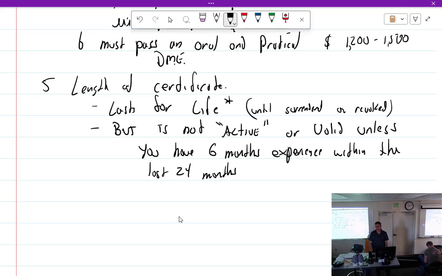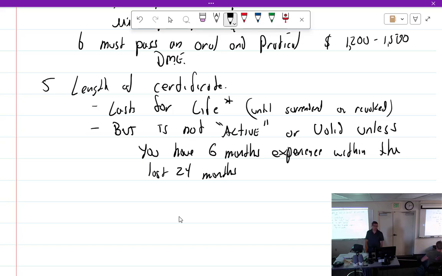So you graduate school, got your certificate January 1. Is it active? Absolutely, just got it. It's good. You don't do anything. End of the year, is it still good? Yep. Go all the way to almost 2 years. Is it still good? Yep. Once you hit that 2-year mark, nope. It's not active or valid.